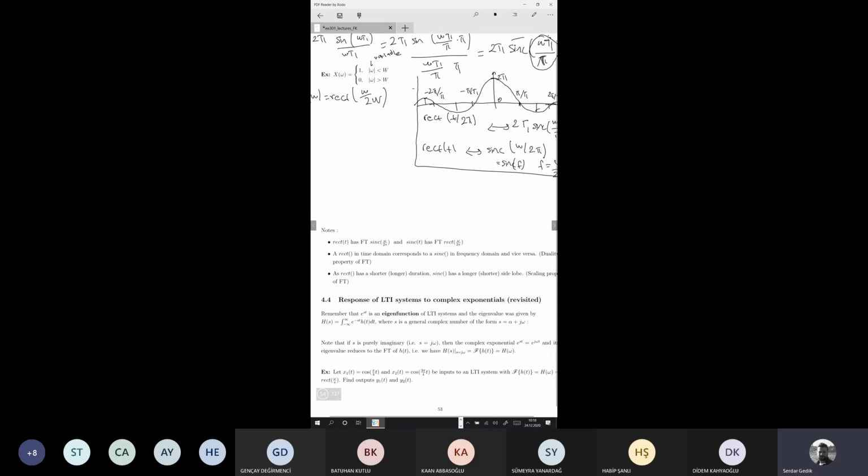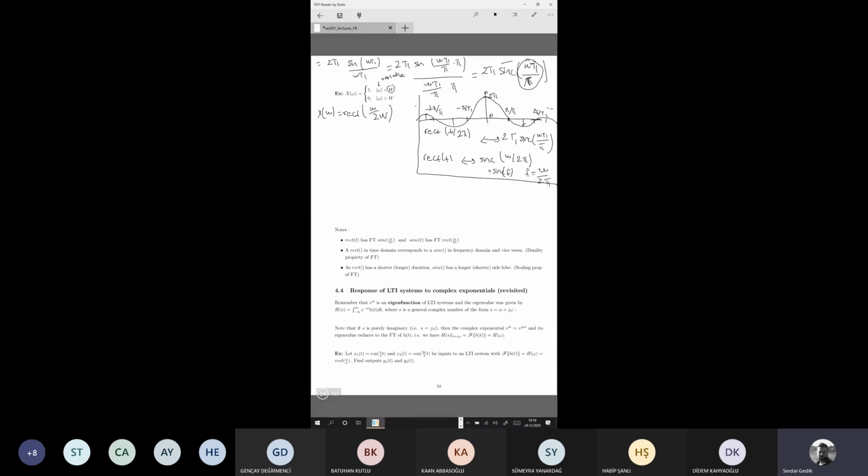Well, in this example, this capital omega is of course a constant number, and the lowercase omega is my variable in frequency domain. So X of omega is rect of omega over 2 capital omega. If you want to find x of t, x of t is nothing but 1 over 2 pi integral from minus infinity to plus infinity X of omega e to the power j omega t d omega. So this is my synthesis equation.